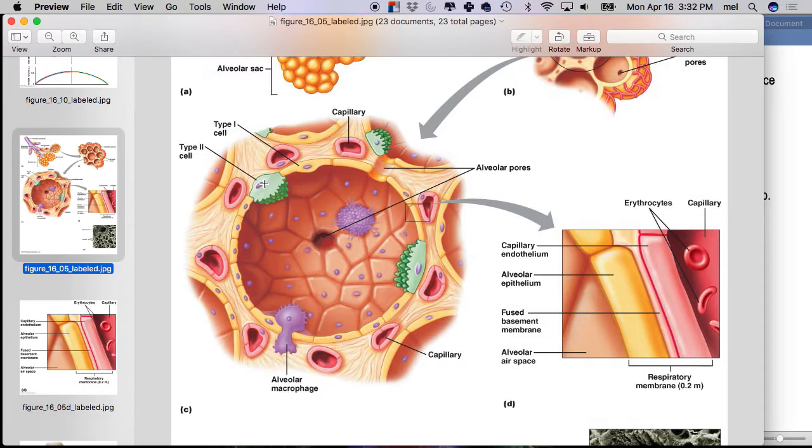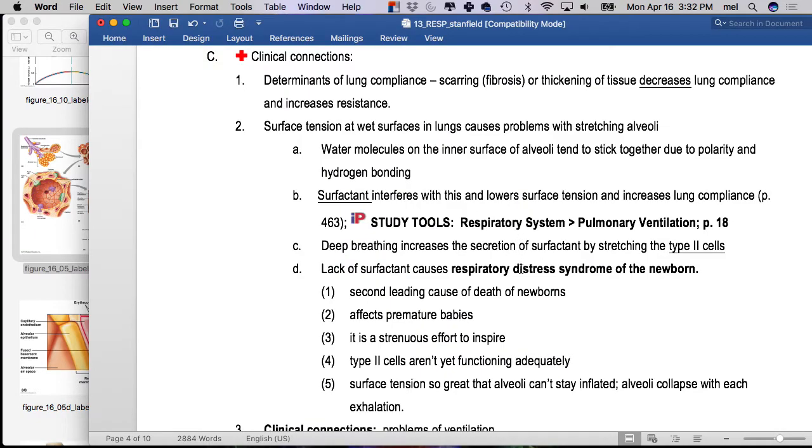So in an adult, when can you actually stretch your alveoli? Well, when you need to stretch your alveoli, right? You stretch them, they dump a temporary surfactant, it breaks up the hydrogen bonding, and then it goes back to normal, right? Okay, so the surfactant interferes with this and lowers the surface tension and increases lung compliance.